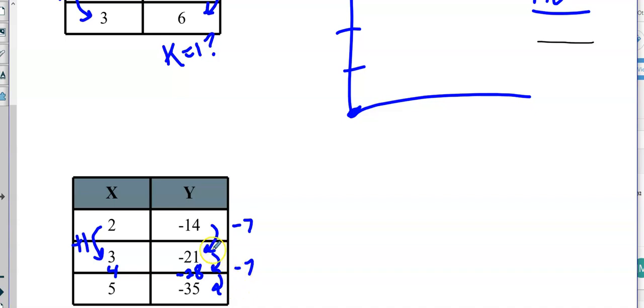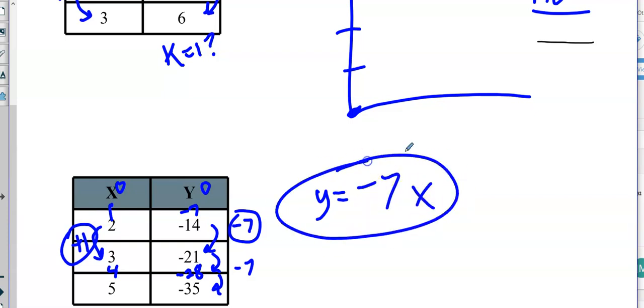So that's good. If you kept the pattern going this way, that would be 1, that would be negative 7, that would be 0, that would be 0. I like that it goes through 0, 0. The slope seems to be negative 7. I would say the equation is y equals, the slope is, again, negative 7 divided by the x change, which is 1. So y equals negative 7 times x. That's the equation of this direct variation. So yes, this is a direct variation.